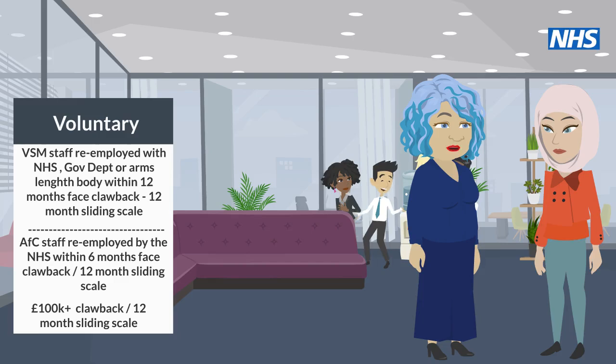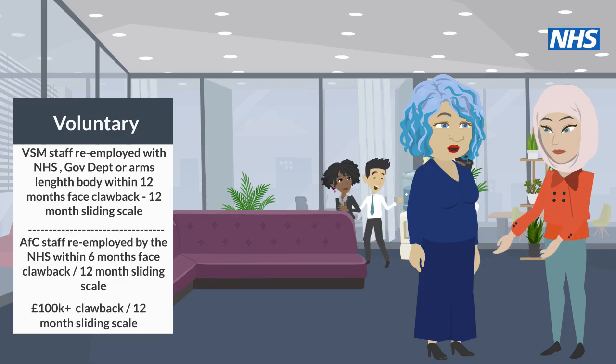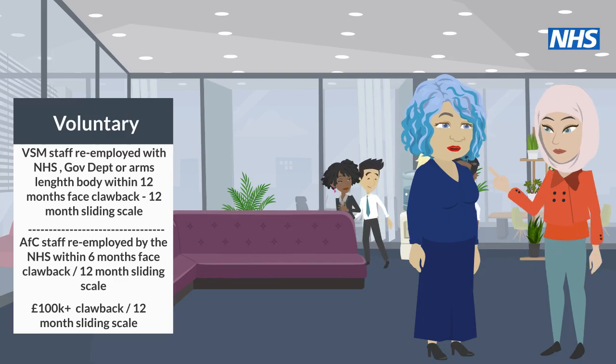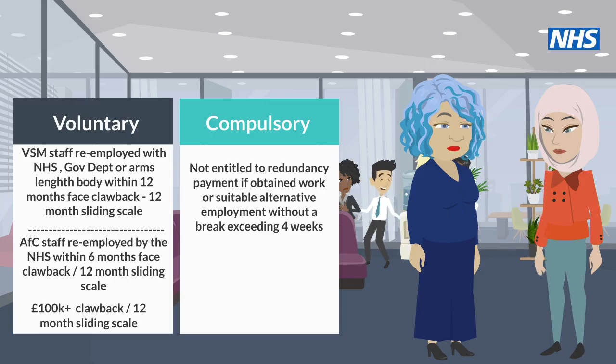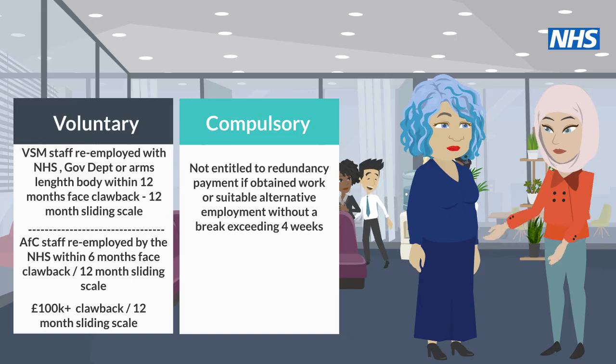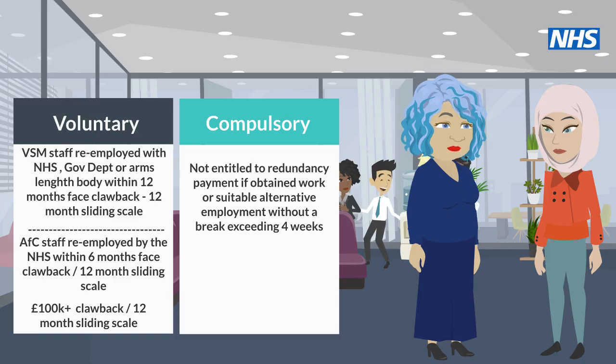Any recovery will be on a sliding scale over 6 or 12 months, dependent on the point at which re-employment starts. Under compulsory redundancy terms, staff will not be entitled to a redundancy payment if, at the date of the termination of their contract, they have obtained, without a break or with a break not exceeding 4 weeks, suitable alternative employment, including bank work, consultancy, etc., with the CSU or another NHS employer.